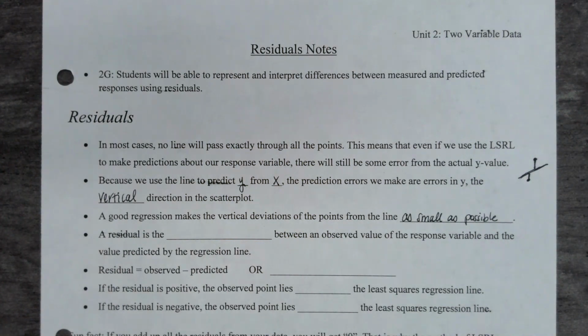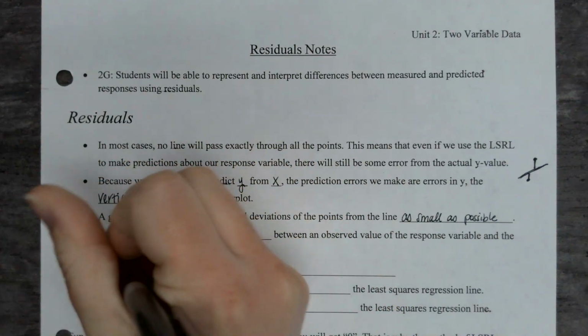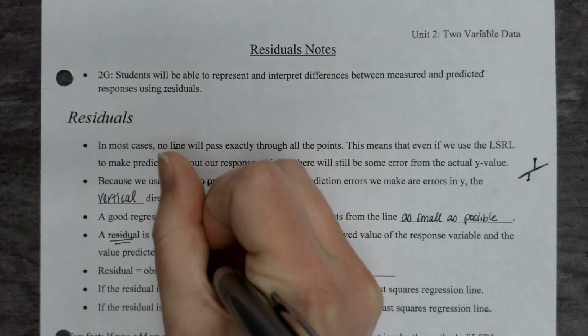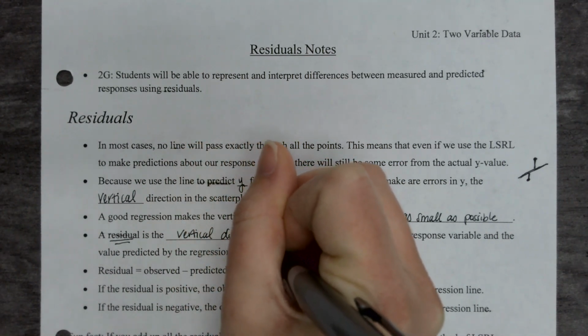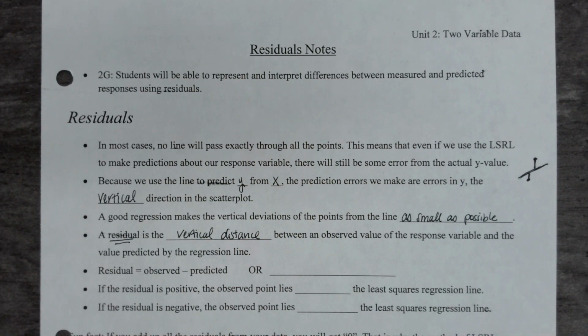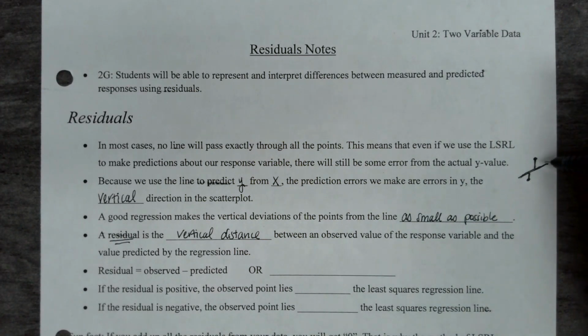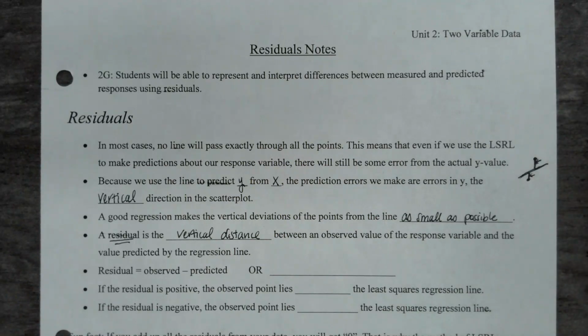So our residual, think of this as the residual data that's left over from our estimations, from what actually happened compared to what we're trying to predict is going to happen. Residual data is the vertical distance. That's what a residual is. It's the vertical distance between the observed value of the response variable and the value that we predicted by the regression line. Just like this. This is our residual right here. That's our residual right there.